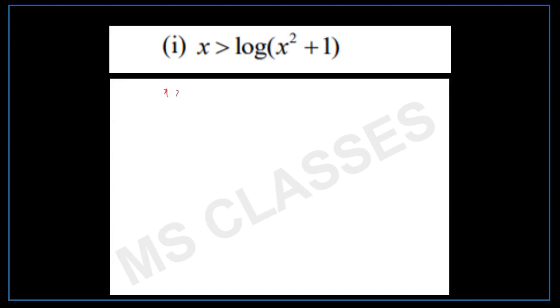Now, prove that x is greater than ln(1 plus x square) for all x. First of all, we define f(x) equals x minus ln(x square plus 1) for all x. Now this is a difference of a linear function and a logarithmic function, so f(x) must be differentiable. f(x) is a differentiable function.